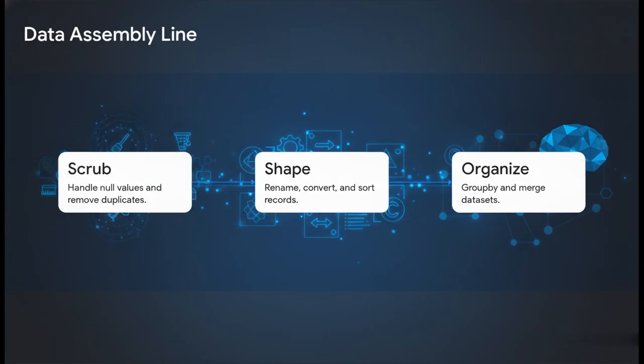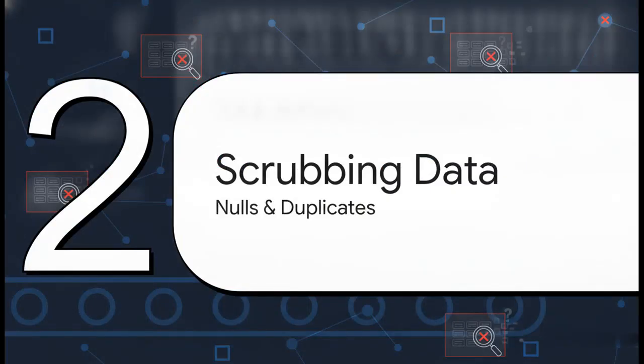So to prevent that garbage from getting in, we use a 3-step assembly line to refine our raw info. Step 1, scrub the data. Step 2, shape the data. And step 3, organize the data. If you follow this macro-level process, you'll always end up with a data set that your AI can actually understand and learn from. Moving right along, that brings us to Section 2, scrubbing data, specifically nulls and duplicates.